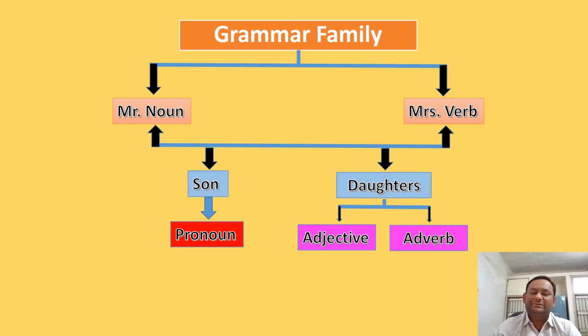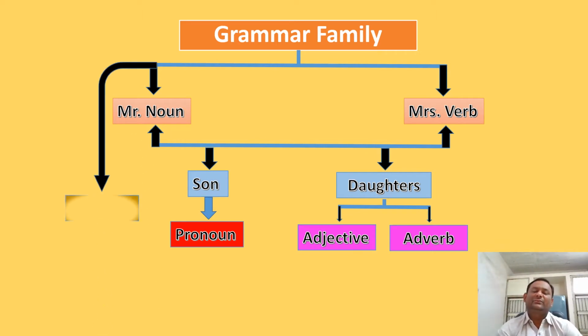While these 2 daughters, Adjective and Adverb: Adjective likes Mr. Noun, her father, the most. She praises him very much. While on the other hand, Adverb likes her mother the most, Mrs. Verb. She praises Mrs. Verb.